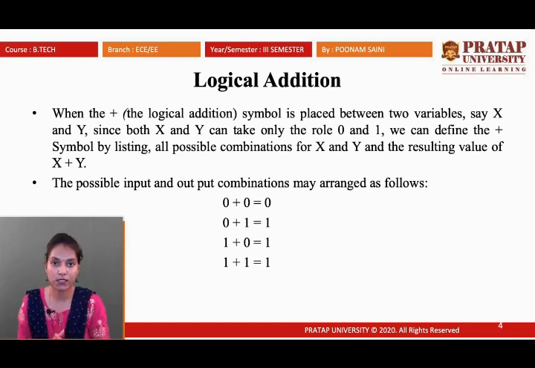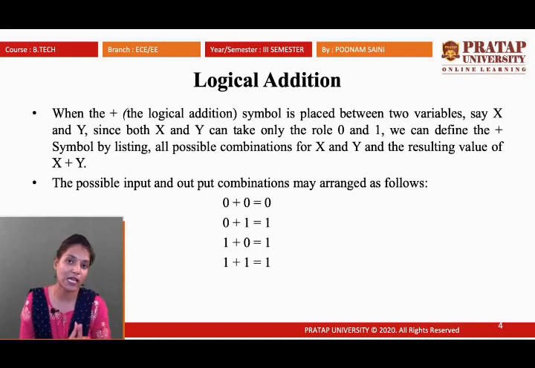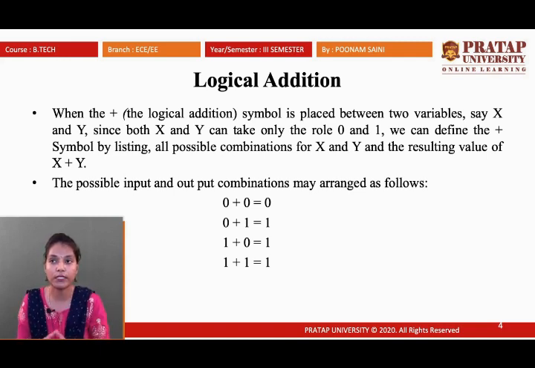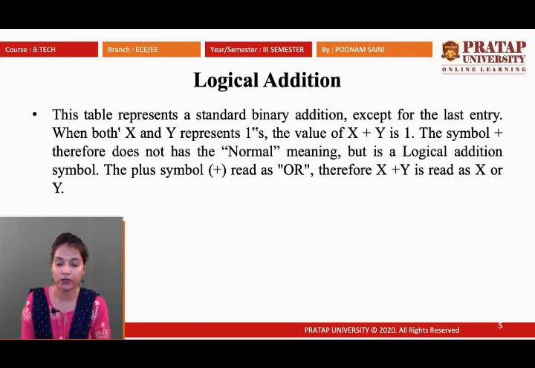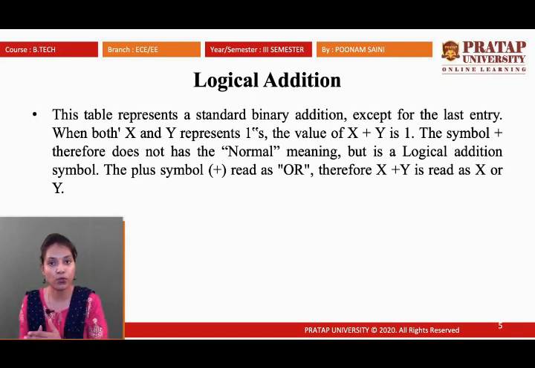In digital systems, we only talked about zeros and ones, only the binary forms. Now next is logical addition. The table represents a standard binary addition except for the last entry, when both x and y are 1. The symbol represents the plus, but it is a logical addition, and logical addition tells you that when 1 plus 1, both the inputs are high, the output should be high.